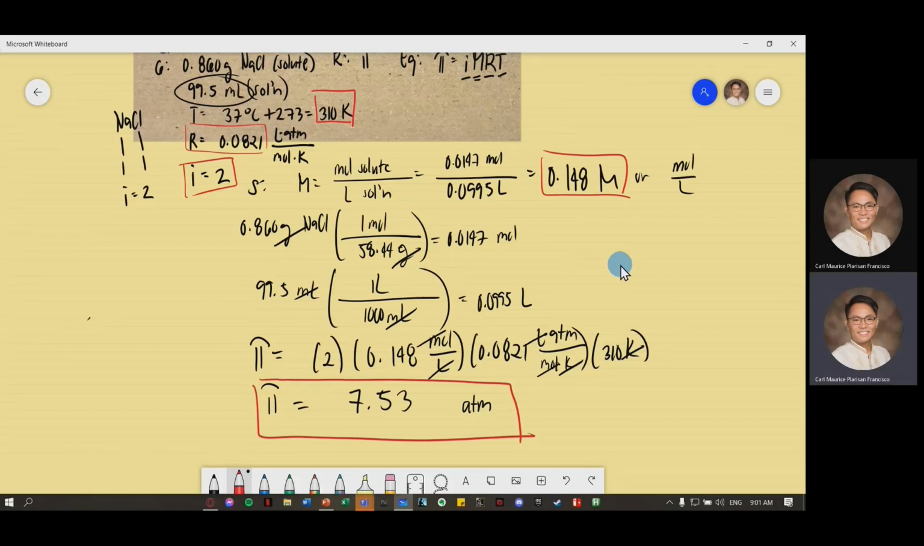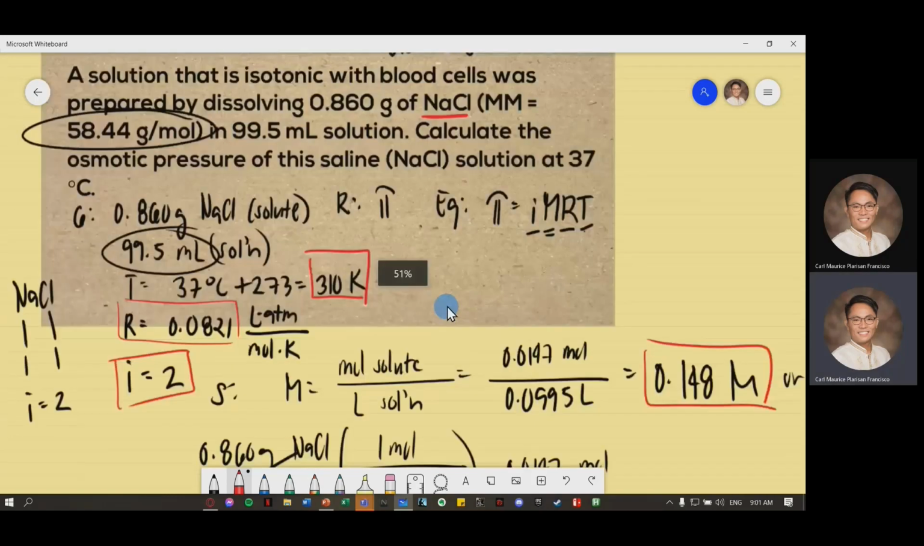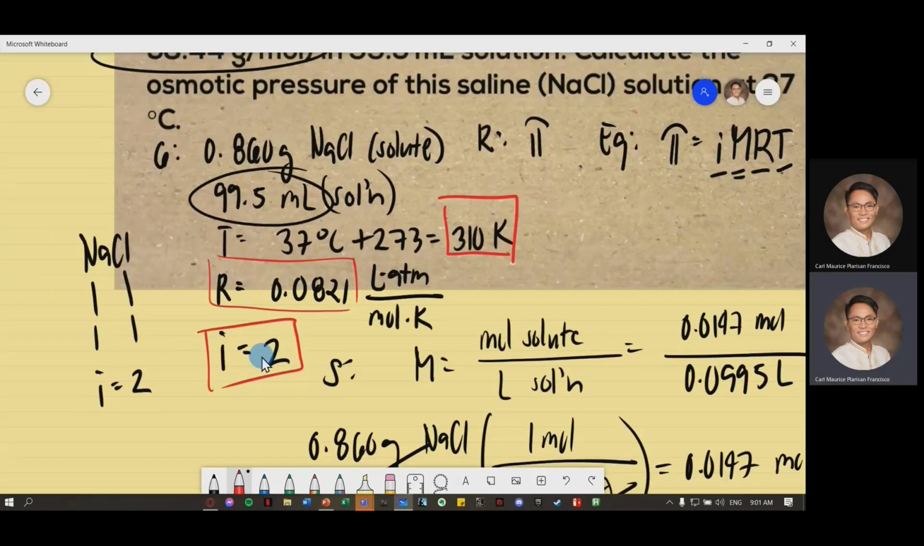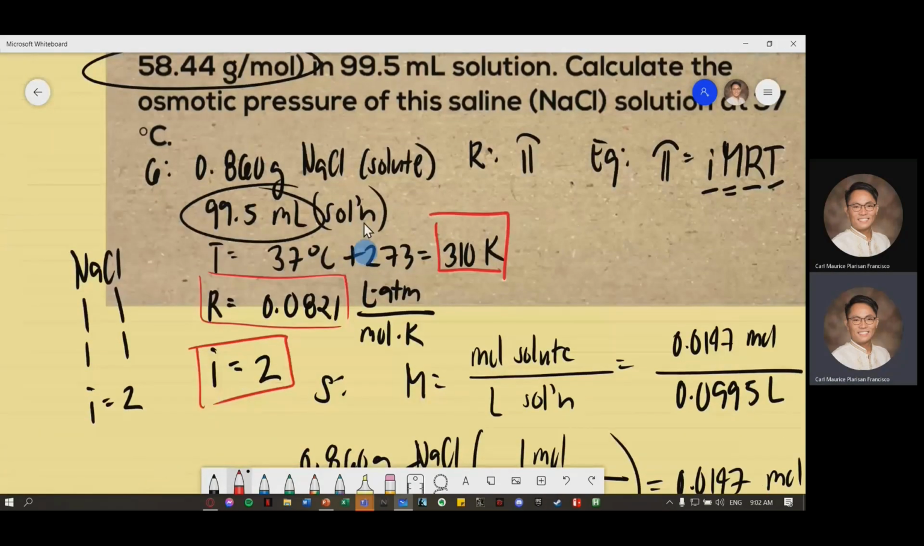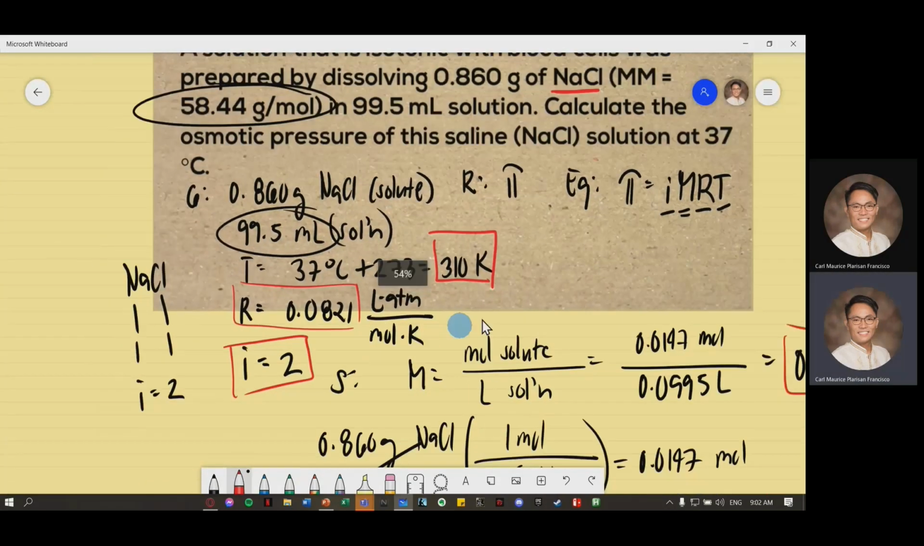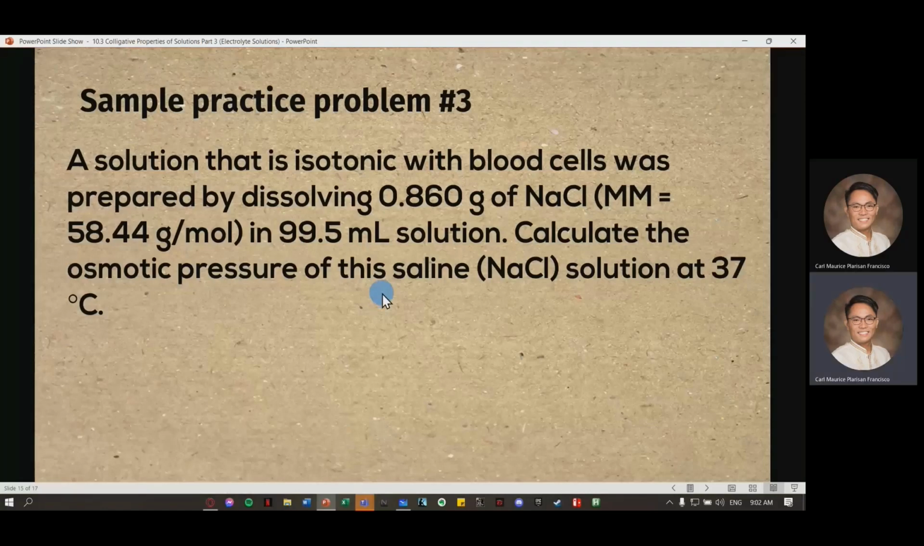So once again, this is just a simple colligative property equation. The only difference is that since this is an electrolyte, there is involvement of the Van 't Hoff factor. So this is just like solving a simple osmotic pressure problem, like for a non-electrolyte. The only difference is that since this is an electrolyte, you have a Van 't Hoff factor that comes from the solute. Okay? So hopefully that's clear.